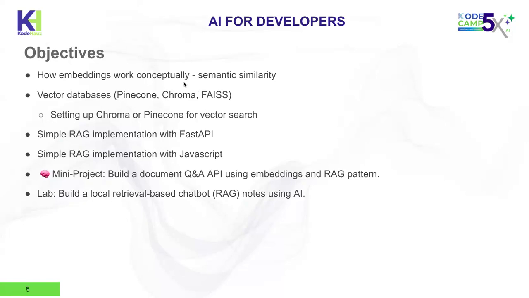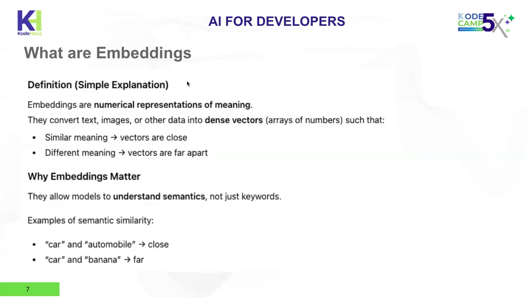Okay, so what are embeddings? An embedding is basically a numeric representation of the meaning of something, of the meaning of a concept, right? And typically, these concepts can be text, can be images, it can be audio, it can be sound, it can be anything, right?